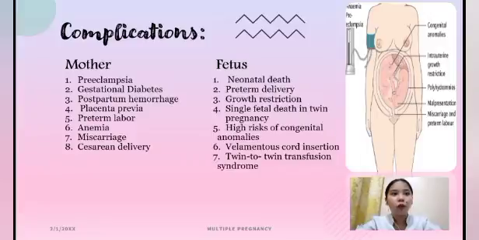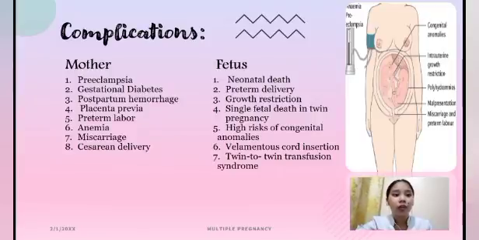Complications of multiple pregnancy. We have preeclampsia, which is more common: 40% in twin pregnancy and 60% in triplets. Next is gestational diabetes, postpartum hemorrhage, placenta previa, preterm labor, anemia. Due to hemorrhage, it may cause iron deficiency and anemia. Next, miscarriage and cesarean delivery.